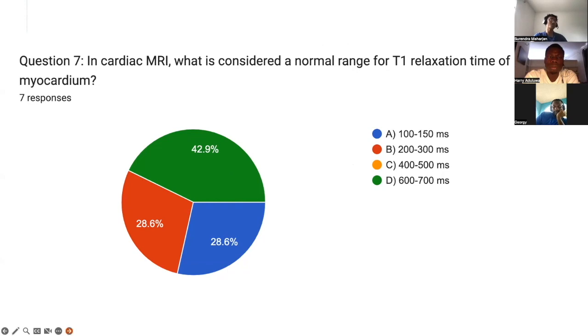Okay. So it depends on multiple factors actually. It depends on the specific subject as well and the specific vendor of MR.